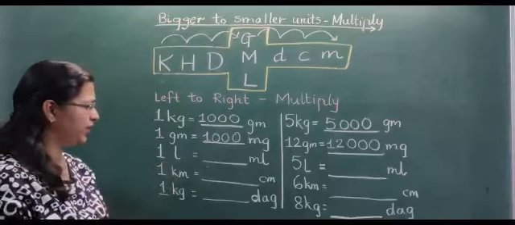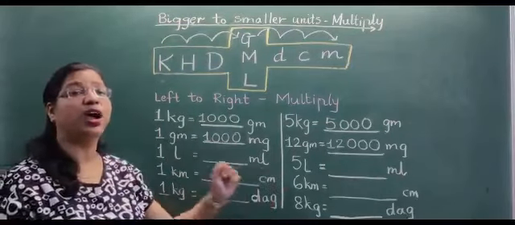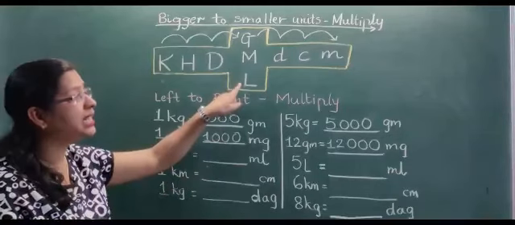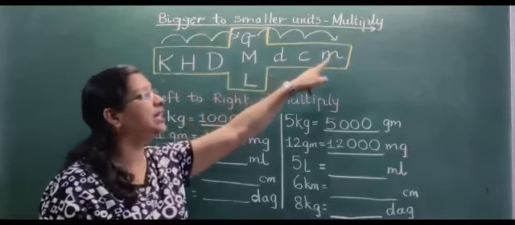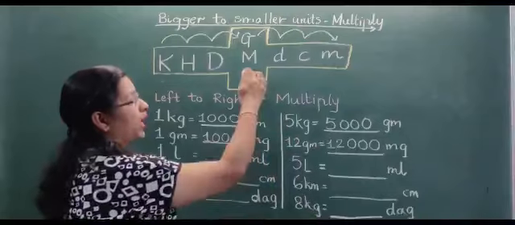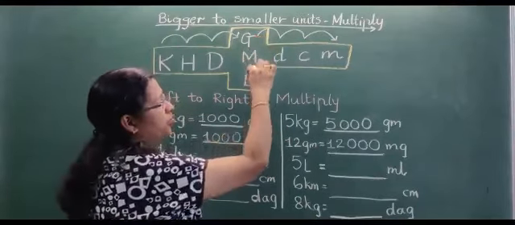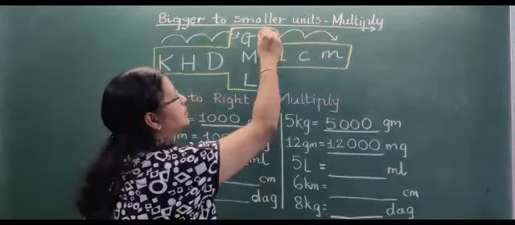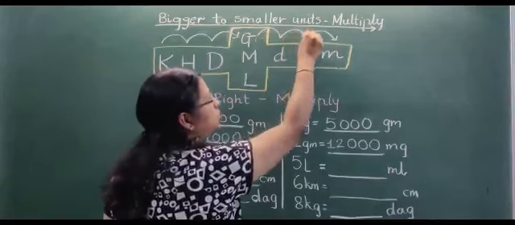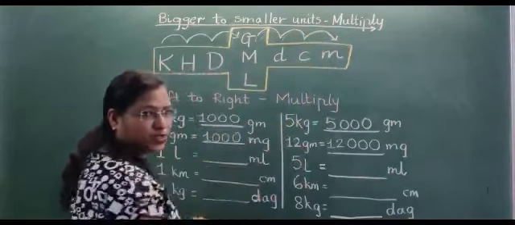Now let's do this one. 1 liter is equal to how many milliliters? So you can see liters here and milliliters here. So again, we have to move from liters to milliliters. 1, 2, 3 places, right?